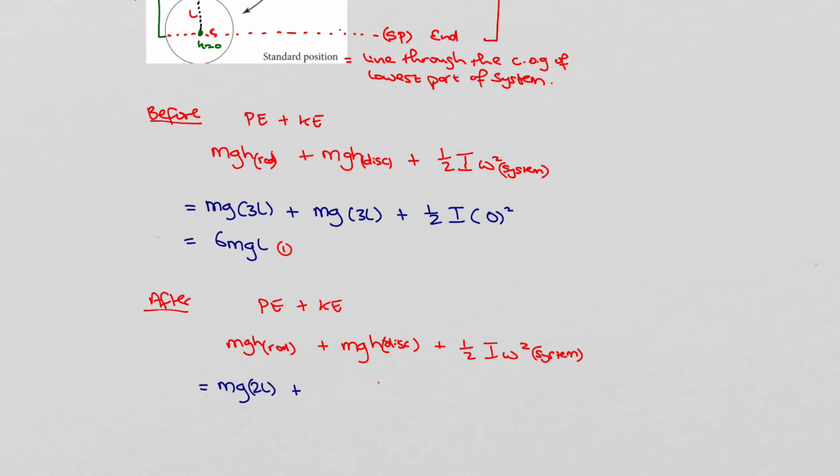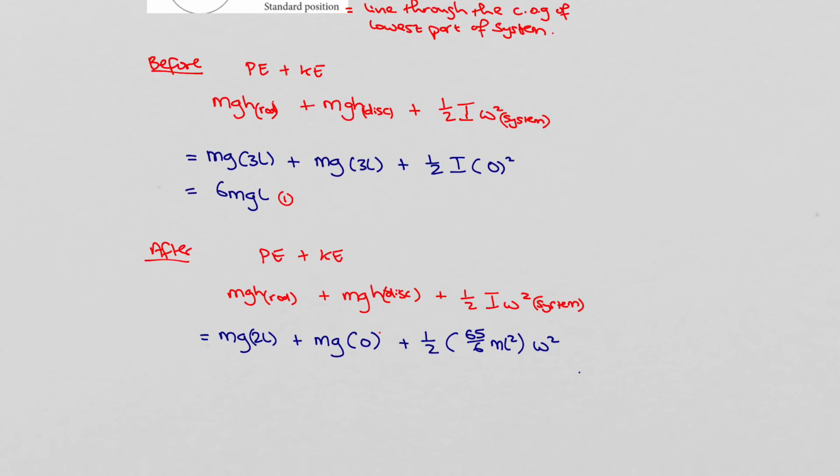And then we have mg, and the height of the centre of gravity of the disc to the standard position is 0, because the centre of gravity of the disc to its centre is no distance. Then we have a half times the moment of inertia. The moment of inertia of the system we said was 65 over 6 mL squared, times omega squared. If I simplify that, we have 2mgL plus 65 over 12 mL squared omega squared. We'll call that equation 2.